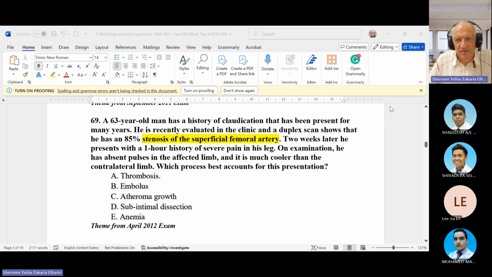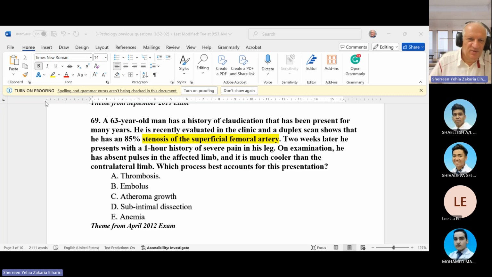Okay, so after that, we have this type of question. It is about a 63-year-old man who has a history of claudication that has been present for many years. He was recently evaluated in the clinic, and a duplex scan shows 85% stenosis of the superficial femoral artery. It is important to know the common site of ischemia, whatever the age, is atherosclerosis, and the common site is the end of the femoral artery and the beginning of the popliteal artery.